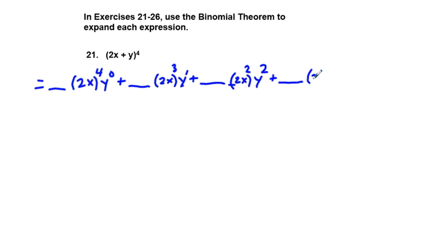2x, this time to the first power, y to the third power, and then plus coefficient 2x to the 0 power, which is going to be 1, y to the fourth power. And so it's a matter of finding out what our coefficients are to plug in, and then we will simplify from there and get our completed expansion.